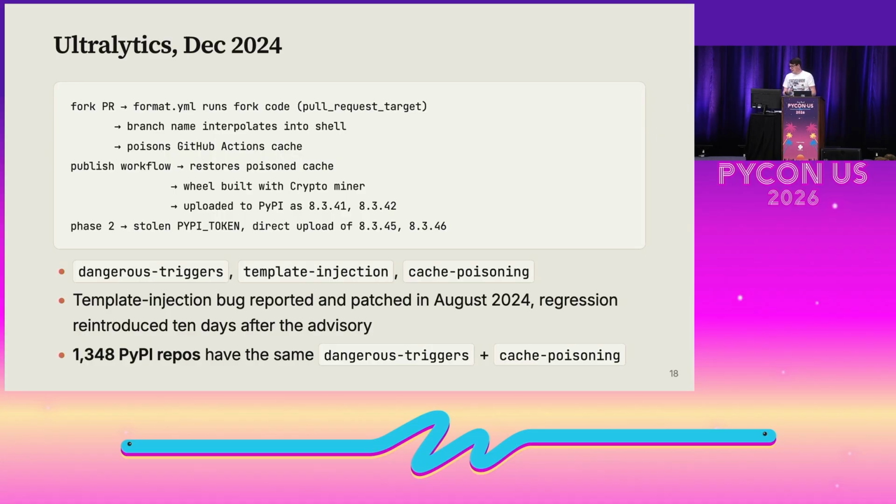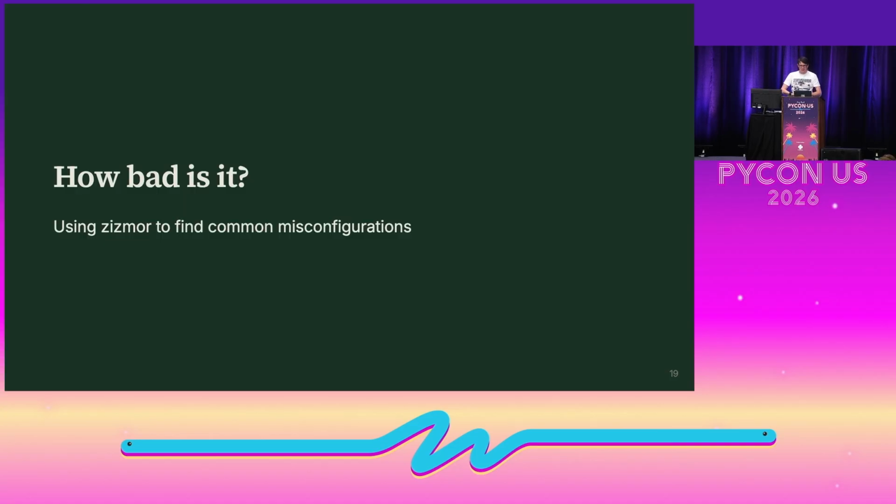If you go looking for exactly that same configuration on PyPI and the repositories behind them, there are 1,300 other repositories that have exactly that same setup. I'm not going to list the names here because they're potentially 0 days. We're past the tip of the iceberg, but we haven't quite gone under the waterline just yet. How bad is this? It could be pretty bad. So I wanted to find out and dive in.